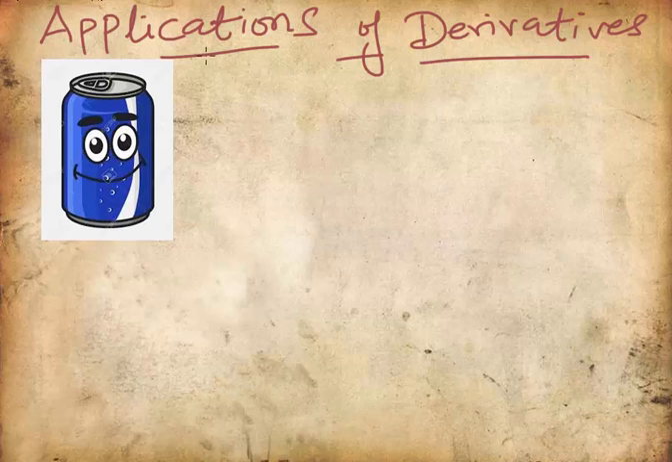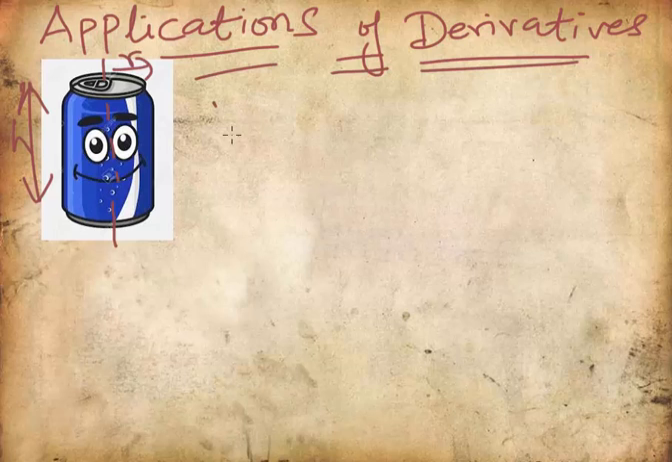Welcome everyone. In this applications of derivative, we'll try to understand with a simple real life example. In the picture we are seeing here a simple soft drink can. We can also assume this as cylindrical in the shape, in the sense that the height of this can is, let's say, h, and the radius is, let's say, r.